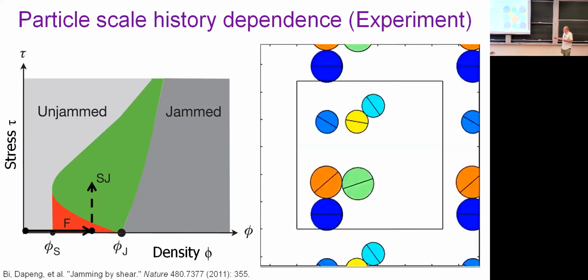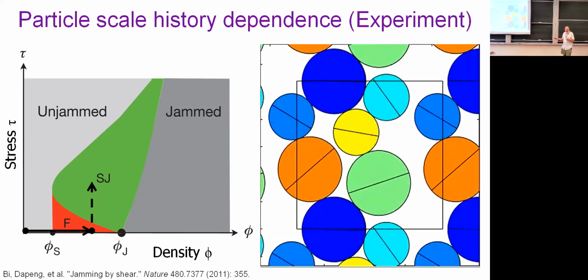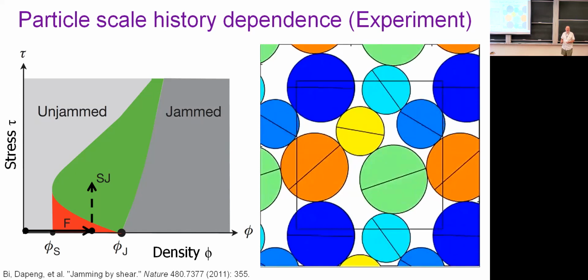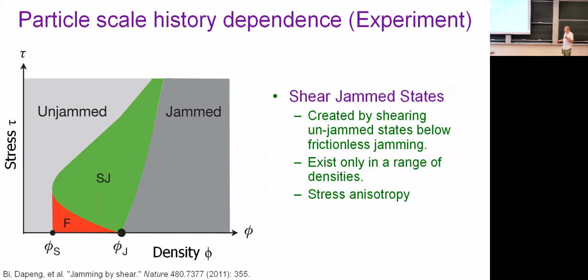Well, how can this be? This is in the unjammed region. We are now sitting in the unjammed region. How could we possibly be sitting there? These states created by shearing are in the unjammed region. They exist only in this sort of small range that live down here. And further, they have a distinguishing feature. When you look at their stress, it's anisotropic. So it knows what direction you were shearing in before you sheared, when you sheared.